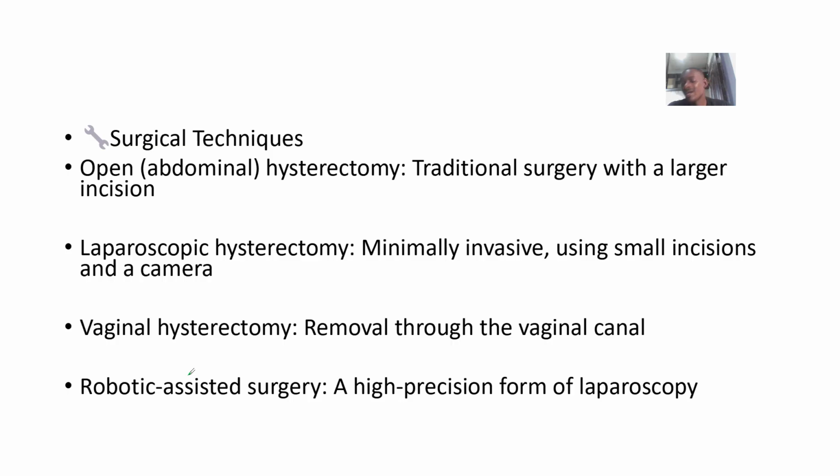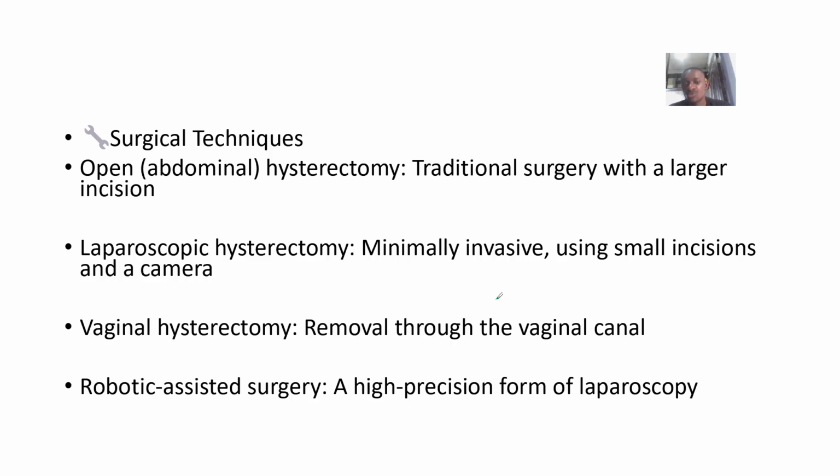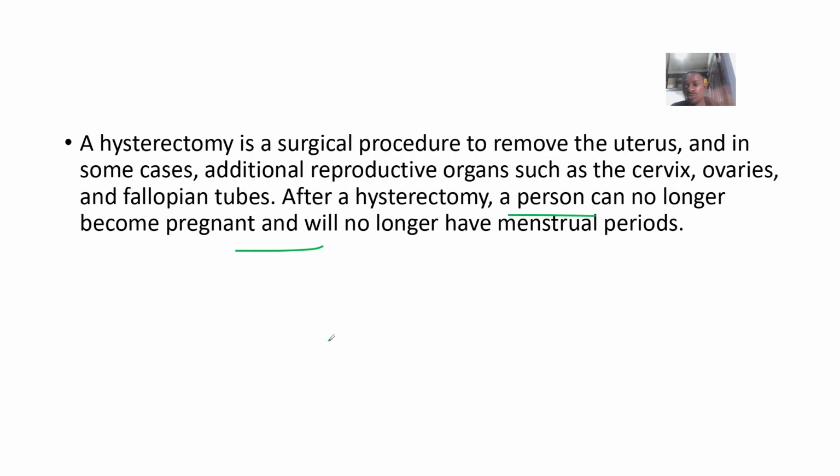The open one, they are opening the whole abdomen. Laparoscopy, they are just making some tiny holes. So it's through those holes they will put some long instruments in to do the surgery. The vaginal hysterectomy, this one is removed through the vaginal canal. Alright, robot assisted types. Okay, so this is just what the concept of hysterectomy simply means.